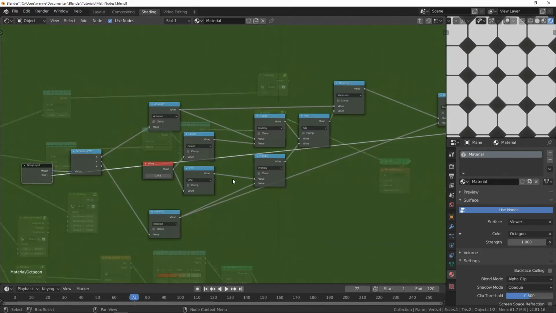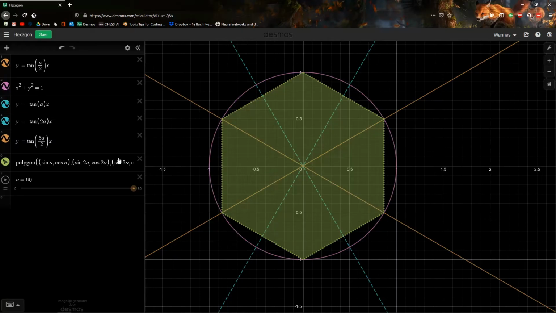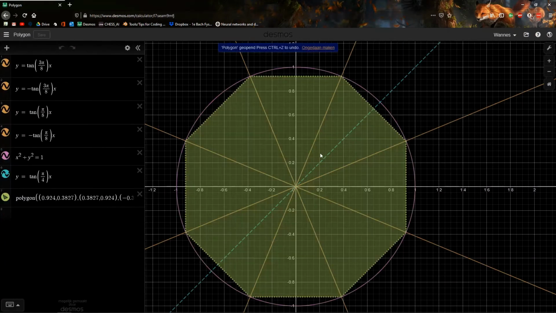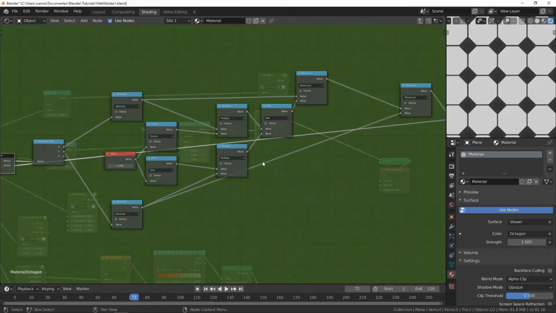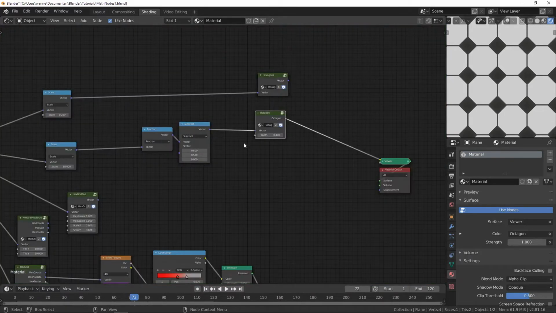So for the octagon, it's almost exactly the same node group as the hexagon, except here we're using pi divided by 4, which is 45 degrees, so that we get this line, and then we compare it with the x-axis and with the y-axis. So here, taking the dot product with the x-axis, and then here with the y-axis, and then using a less than, I'm changing the width, which is another input.